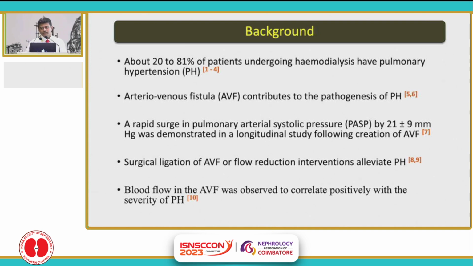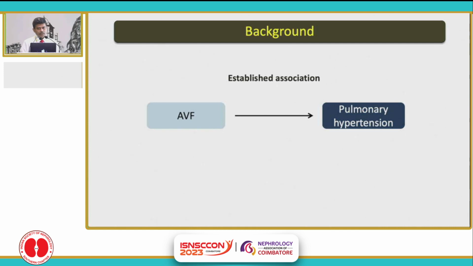And it is feared that the most preferred long-term vascular access, AV fistula, might itself contribute to the pathogenesis of pulmonary hypertension. For example, a longitudinal study found that shortly following creation of AV fistula, the pulmonary arterial pressure briskly surged to the tune of 21 millimeters. And we all know that by ligating the fistula or by doing a surgical flow reduction, pulmonary hypertension could be alleviated. There is also evidence that the blood flow in AV fistula correlates positively with the severity of pulmonary hypertension. So all these observations establish a link between AV fistula and pulmonary hypertension.